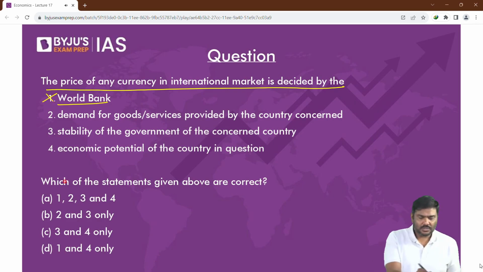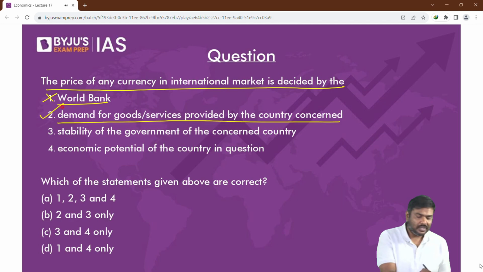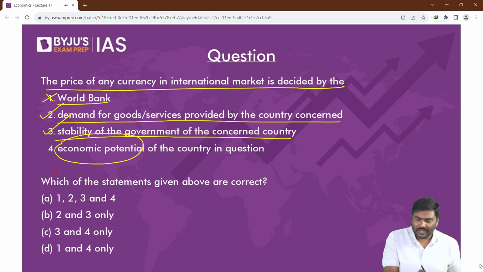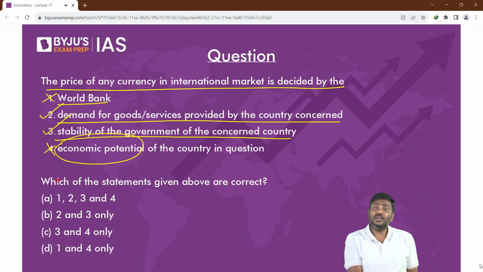Okay, 54% have answered correctly. It should be higher, no? The price of any currency in the international market is decided by the World Bank. Correct? No. World Bank does not participate. Demand for goods and services provided by the country concerned? Yes. Stability of the government of the concerned country? Yes. Economic potential of the country?